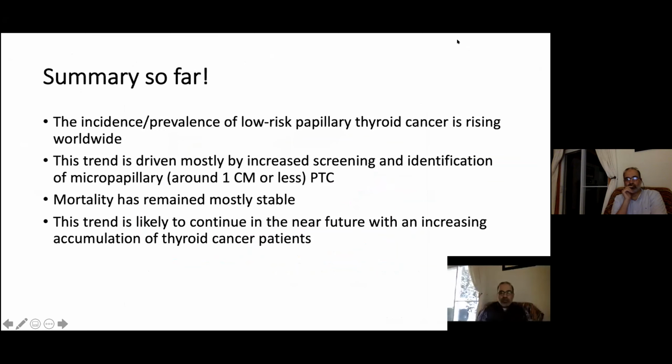So in summary, I hope I've been able to convince you so far that the incidence and prevalence of low risk cancers, because these are typically small cancers, 1 to 2 centimeters, is rising worldwide. And the trend is mostly driven by increased screening and identification of smaller cancers. Mortality hasn't changed. And if this trend continues, which is likely set to continue, then we will have an increasing accumulation of these patients over the years.